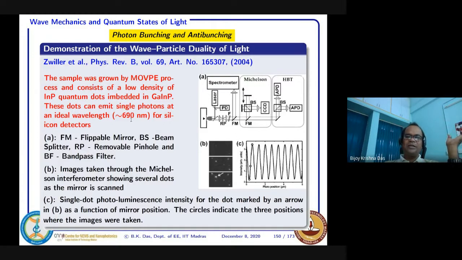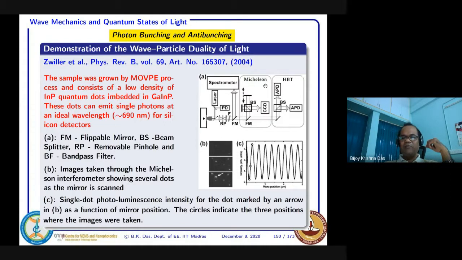Depending on their facility, they tried to demonstrate this, and this is the setup they used. Here they have not used electrical driving. They used a laser source to excite, and then whatever single photon comes out, you use a flippable mirror and a beam splitter so that you can filter and stop the pump laser. There is a band pass filter, BF, so that you can stop the laser excitation when the photon comes.